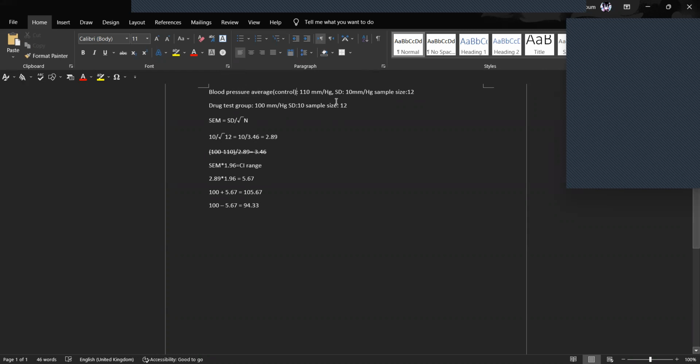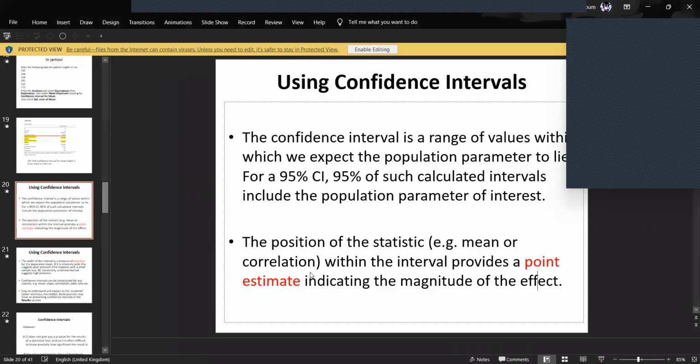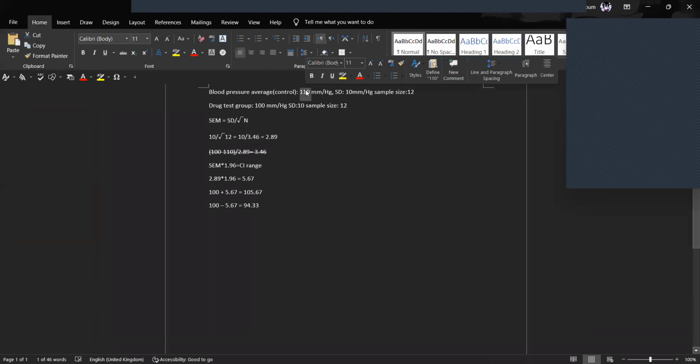Now, what's being said in this slide over here is that the position of the statistic or the position of the sample mean, and so for this one, it's the control sample, the position of the control sample mean tells you the magnitude of the effect, okay? So 110 minus 100 is the magnitude of the effect. And so what this tells you is that this drug reduced the blood pressure of the drug test groups. It reduced their blood pressure by 10 millimeters mercury. All right.